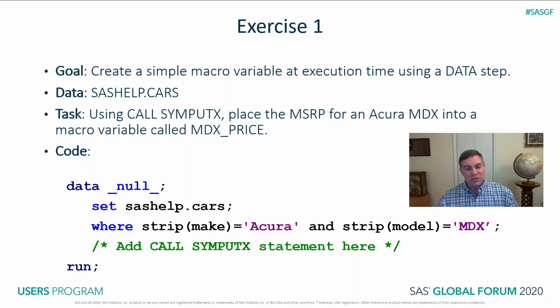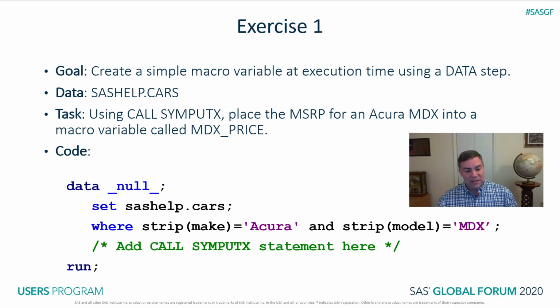And our task is to use the CALL SYMPUTX routine to place the MSRP, that is the manufacturer's suggested retail price, for an Acura MDX into a macro variable called MDX_price. The code is partially written for you. There's a data step here with a set statement that reads from sashelp.cars and a where statement that will subset that data set to read in just the one record that pertains to the Acura MDX.